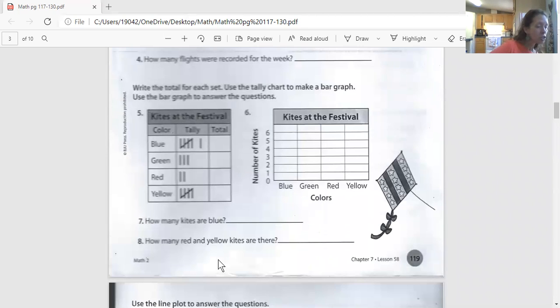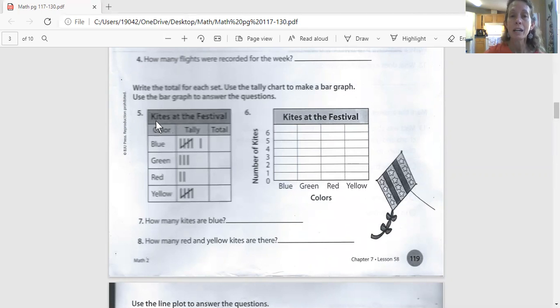Okay. Jumping back down to the next page, it says, write the total for each set. Use the tally chart to make a bar graph. We're making a graph now. We've done these before. Use the bar graph to answer questions. First of all, we need to find out how many tally marks we have.